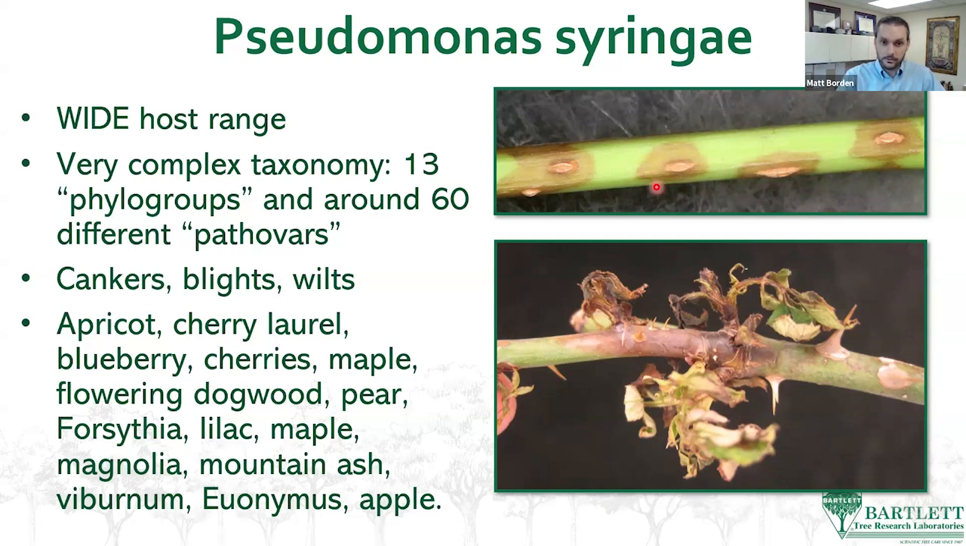I love this photo of the twig at the top. You can see those are lenticels, so natural openings in the plant tissue, not wounds, lenticels. And the bacteria has infected at every one of those lenticels. Very cool. And then there's one at the bottom as well that's clearly on its way to girdling that rose stem with a canker.